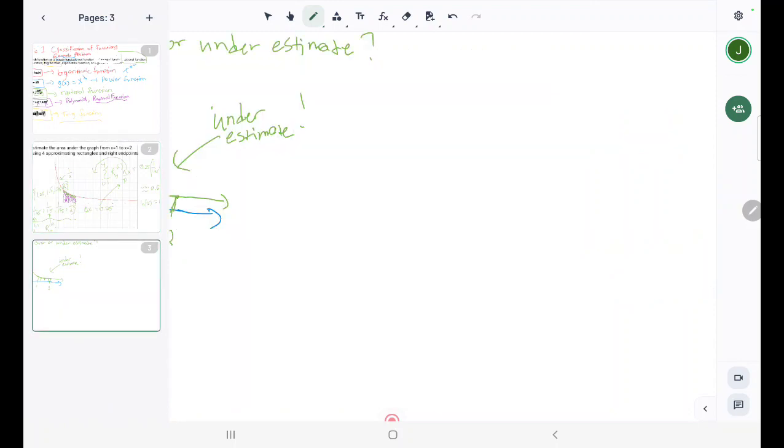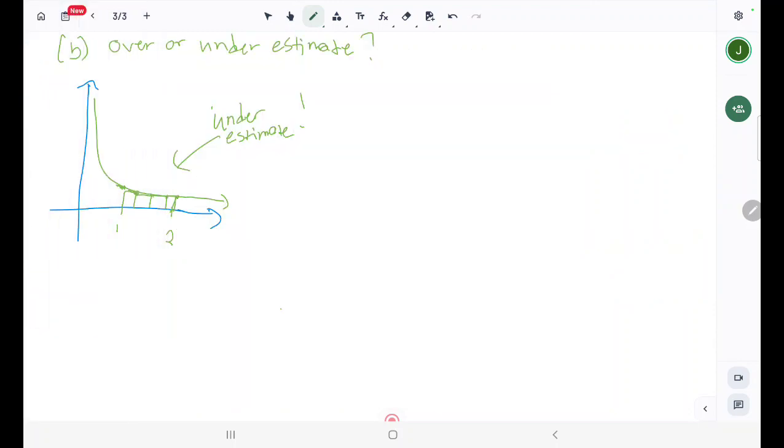However, there's also a part B, which is asking, is this an over or underestimate? And my drawing here is kind of poor, but you can see that there's definitely a white area over the top of each of these, and you saw that much more clearly in the previous part of the video. There's definitely some area over the top there, so this must be an underestimate.